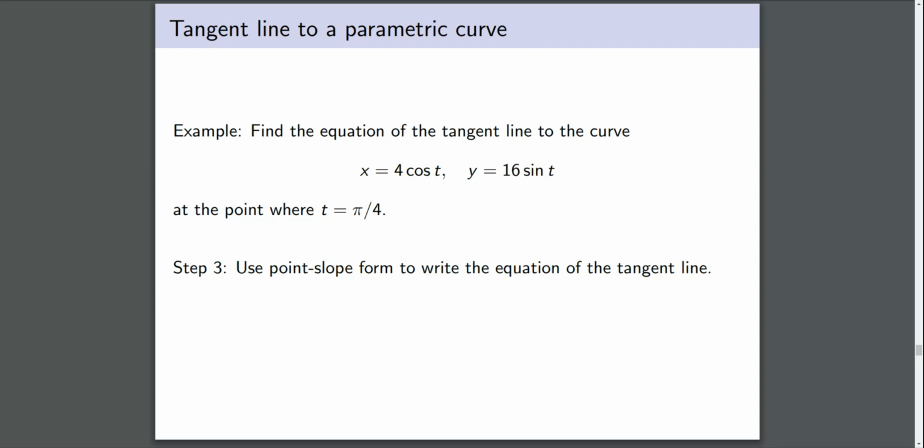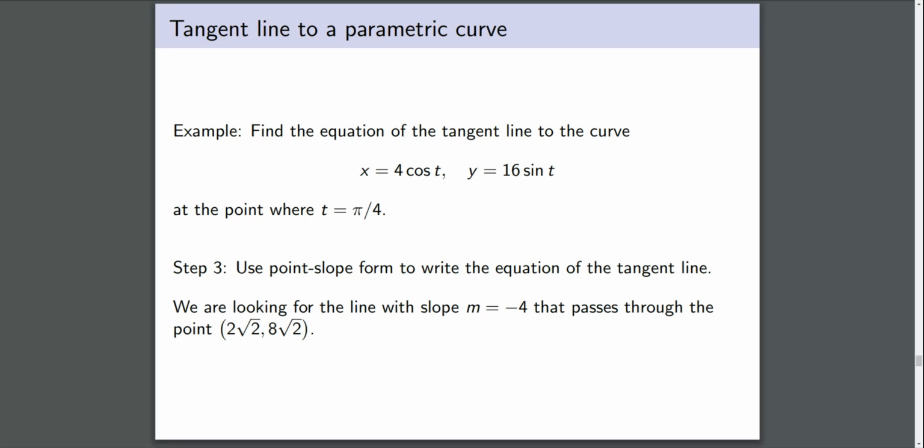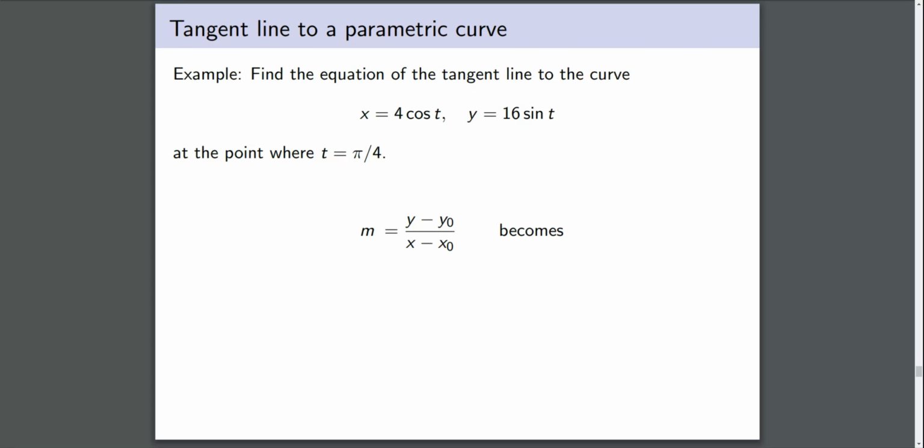To finish up the problem, we're going to do something that's familiar. We want to use point slope form to write the equation of the tangent line. We found all the information that we needed in the first two steps. So there's the slope, there's the point. And to finish this problem, this is really just a high school algebra problem. We take our point slope form and plug in the values that we found for this specific example.